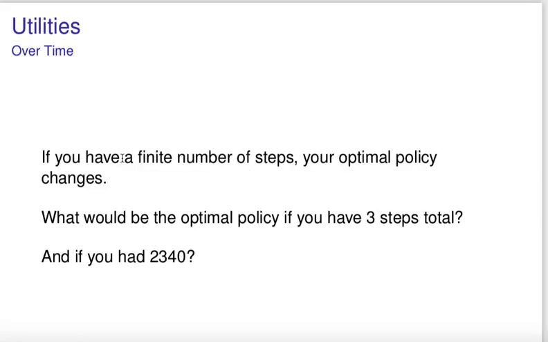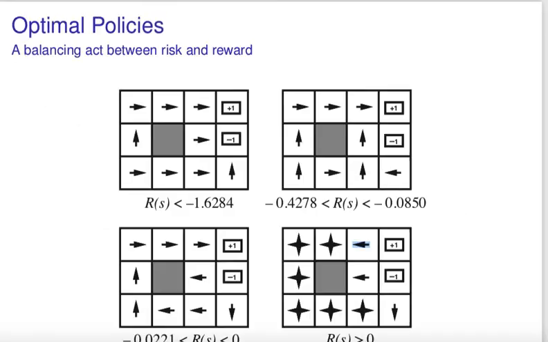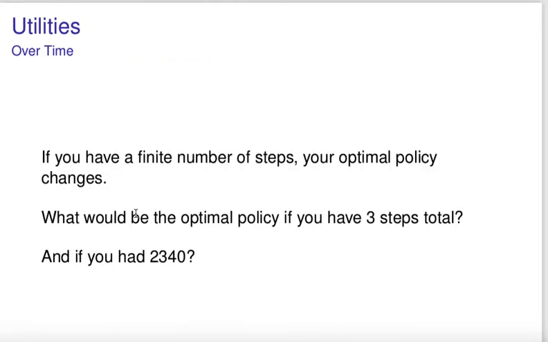Now, if you have a finite number of steps, your optimal policy changes, right? So here, for example, we saw that this is an unlimited number of steps. This is just based on the rewards, right? However, if I tell you, okay, you have 6 steps to get to the reward, maybe you'll take different steps, right? Maybe your policy will change. Now, what would be the optimal policy if you had, say, for example, 3 steps in total? Well, it might just be to try to get out very quickly, right?